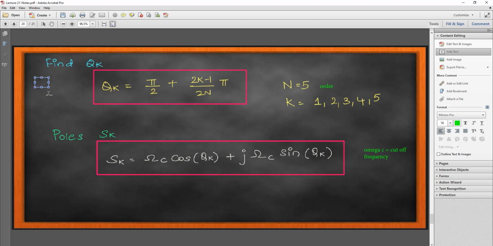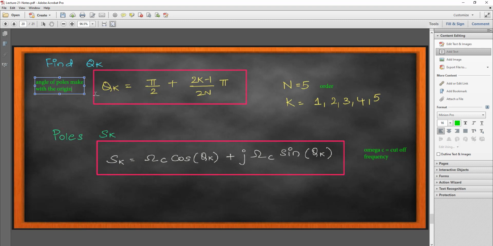And then I have my theta of k. What is the theta of k? It is defined as the angle of the poles, the angle that your poles make with the origin. So if I draw a line from the origin to the pole, then what is that angle? That angle is going to be theta of k.